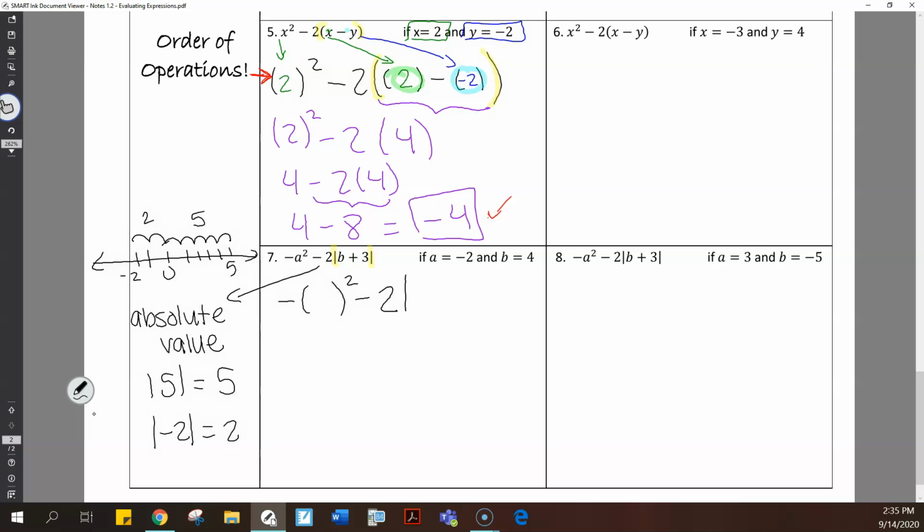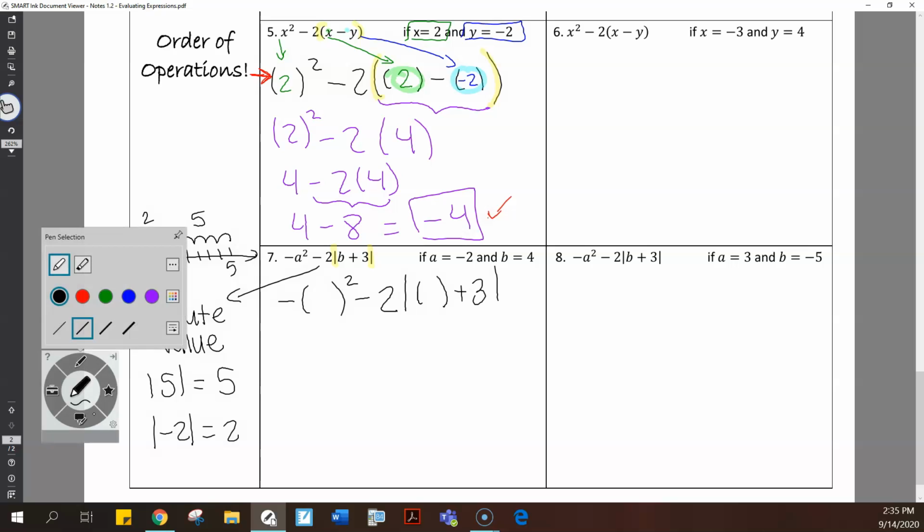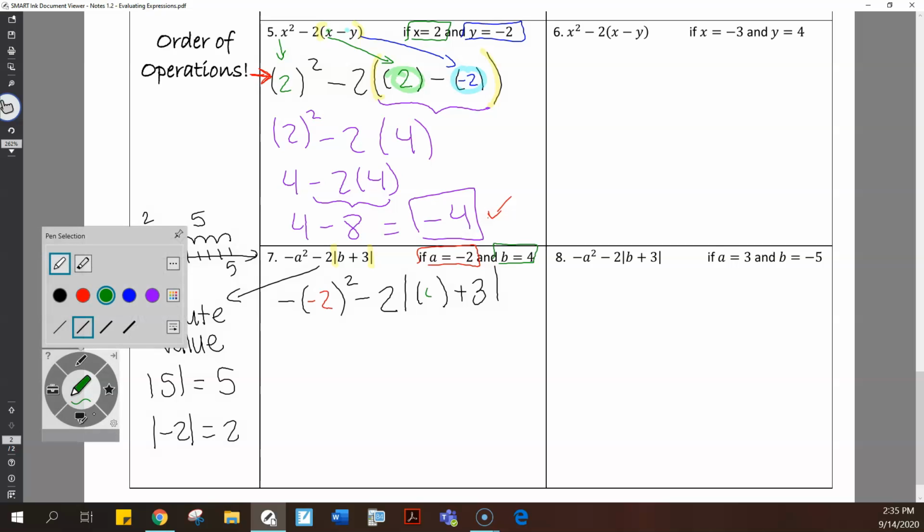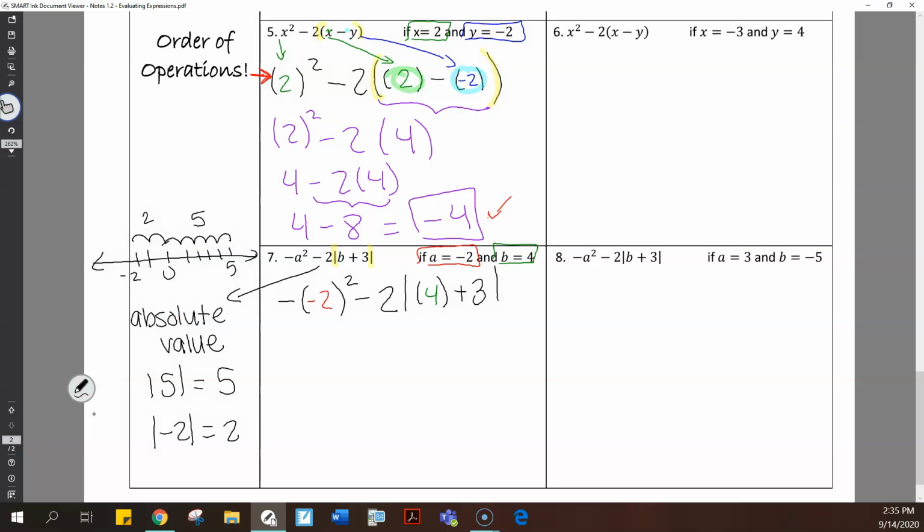So I'm going to keep that absolute value symbol because it's there. I'm going to put in parentheses for my b, plus the 3 that's there, and the closing absolute value bar. Now I can plug in like I've been doing. A is -2. B is 4. Now, remember that absolute value signs are a group. So that's the first thing that I want to take care of. I'm going to leave everything else the way it is for the moment. This is the absolute value of 4 plus 3, which is 7. Okay? And the absolute value of 7 is 7, so that's going to stay the same.